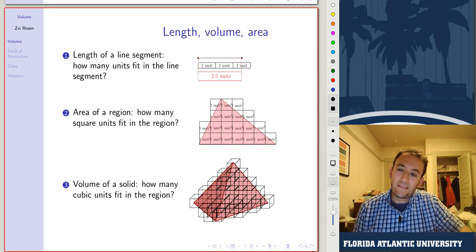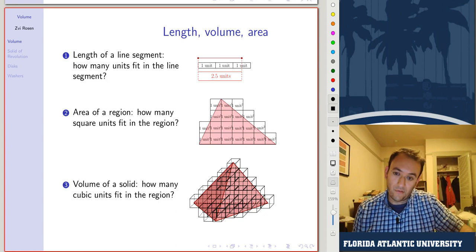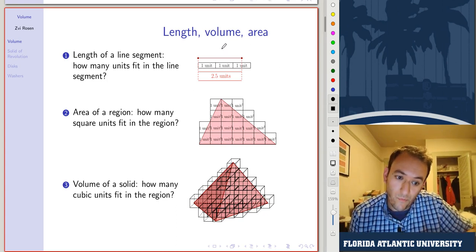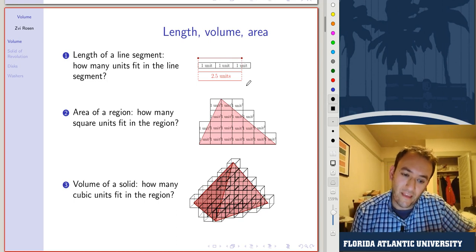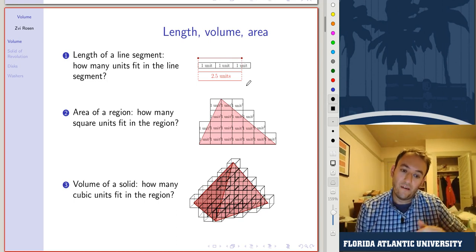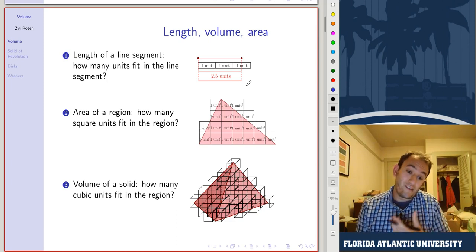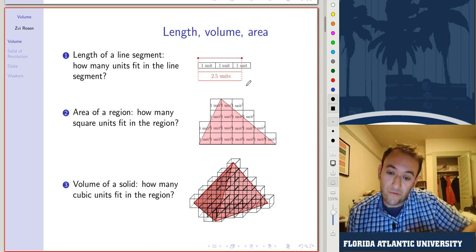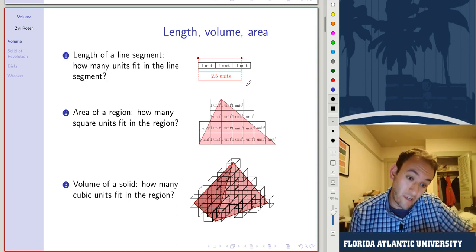Well, when we say the length of a line segment, what we're really saying is how many units, like a standard unit, fit into that line segment. So in this example, this drawing on the right, we see a line segment, which when we line up units next to it, we see that 2.5 can fit in. Okay, so that's what we mean by length. We have some standard unit, and we're comparing our line segment to that unit and seeing how many of those units will fit in.